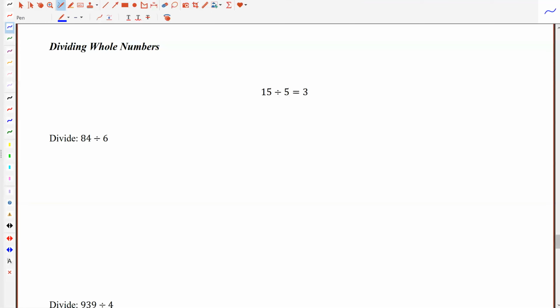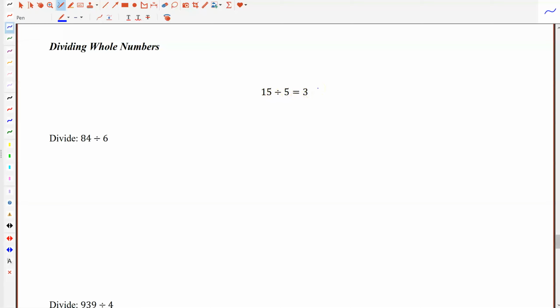The operation of division can be thought about as fair share. There's a couple other interpretations for division, but the fair sharing idea is perhaps the most basic. So in this division problem, 15 divided by 5 is equal to 3.